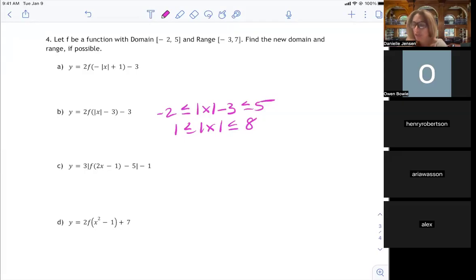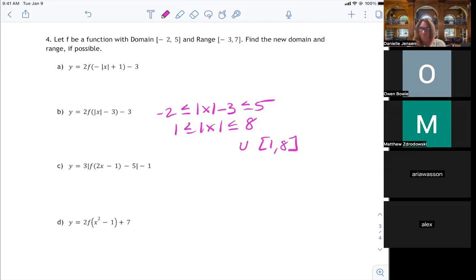Okay, so now this is tricky. Everything to the right of the y-axis is going to be mirrored to the left. So 1 to 8 is going to stay. So what's the negative side? -8 to -1. Yeah. Do people get that?